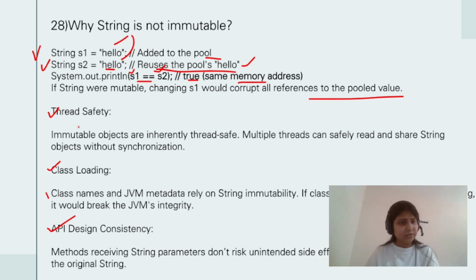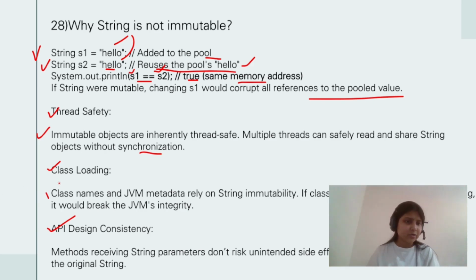Thread safety is also one thing. Immutable objects are inherently thread safe. Multiple threads can safely read and share the string object without synchronization. Why? Because there is no modification, we are only reading, like sharing the resources.